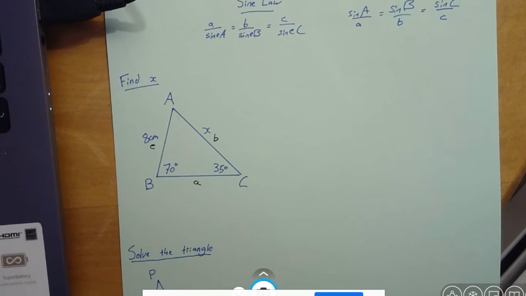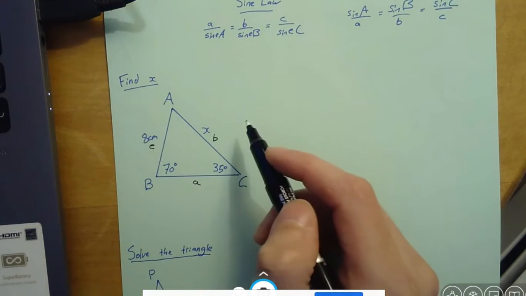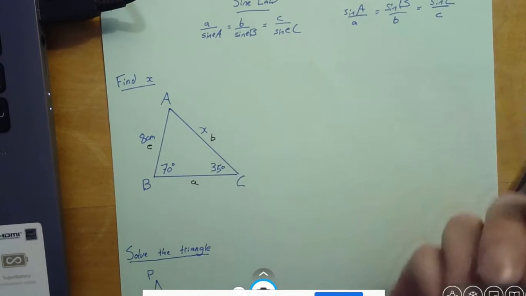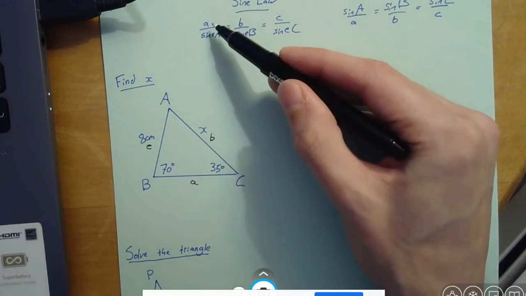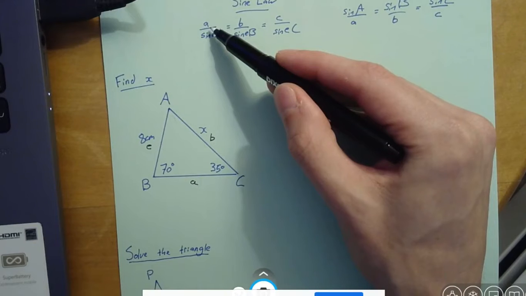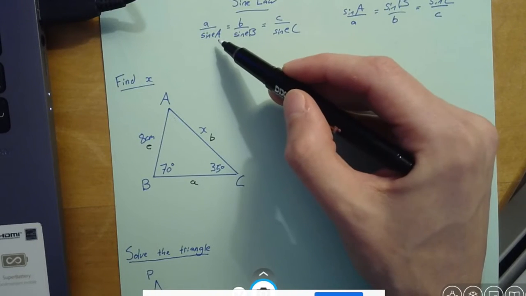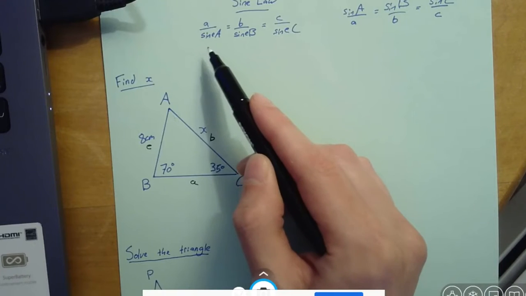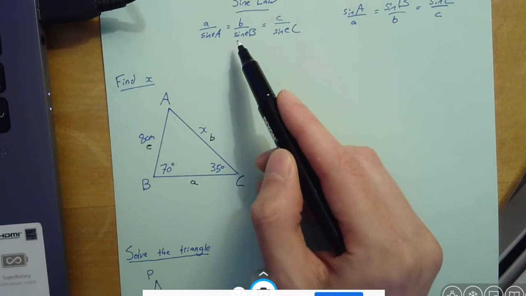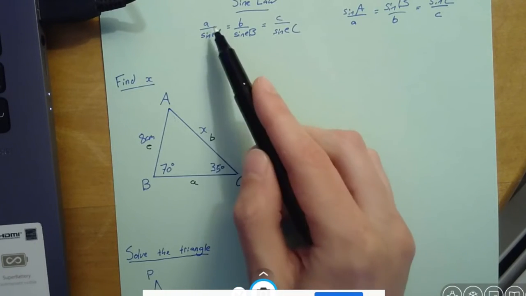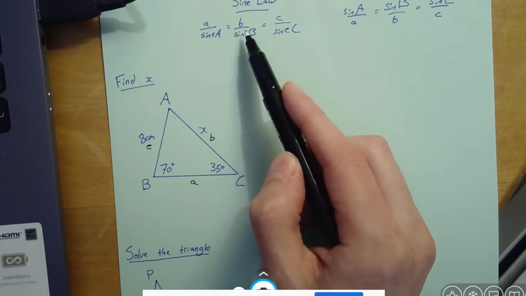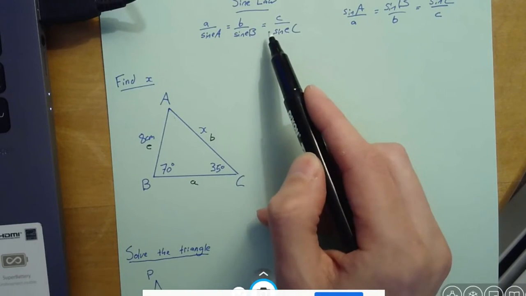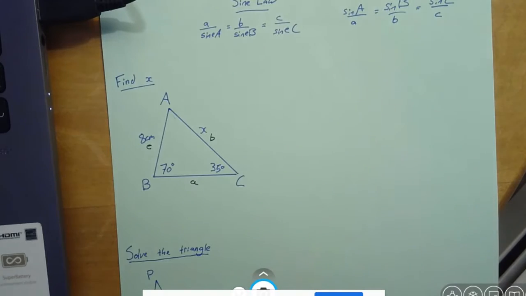What we're going to use instead to solve these problems is something known as the sine law. I've got two versions of the sine law up here. They're really the same thing. All the sine law is saying is that if I take any side length and divide it by the sine of the angle across from it, that proportion or that ratio is going to be the same for each side-angle pair in the triangle. So a divided by sine A is always going to be the same as b divided by sine B, which is the same as c divided by sine C.